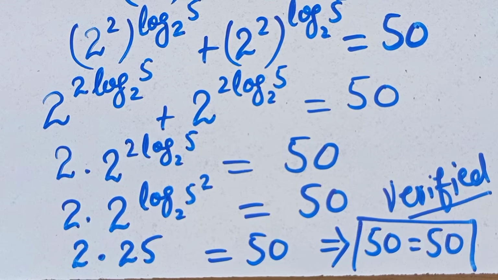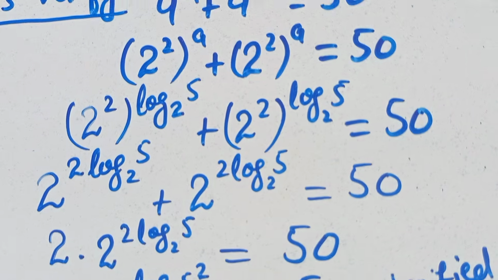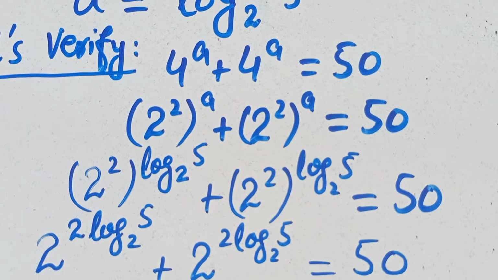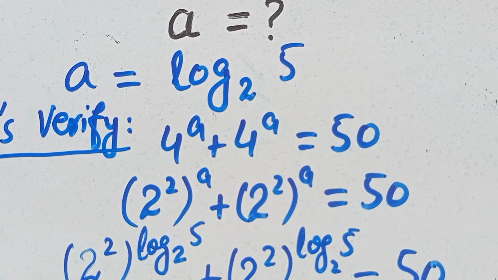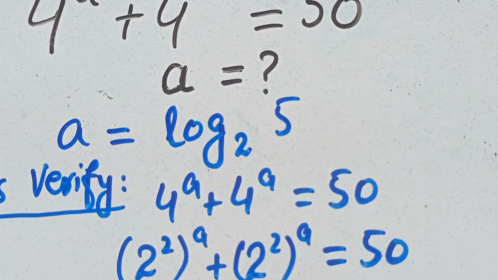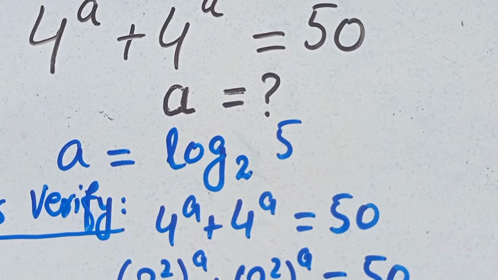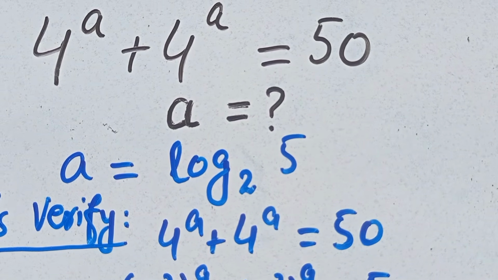Using laws of logarithm and laws of exponent, we were given a problem, that is 4 power a plus 4 power a equals 50. We had to find the value of a. We have found it as a equals log 5 to the base 2. Later on we have verified the result, and the result is verified.